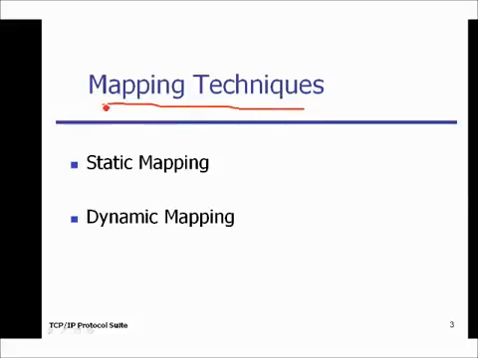Mapping techniques. We have two types of mapping techniques, static mapping and dynamic mapping. The delivery of a packet to a host or a router requires two levels of addressing, logical and physical. We need to be able to map the logical address to its corresponding physical address and vice versa, using static mapping and dynamic mapping.